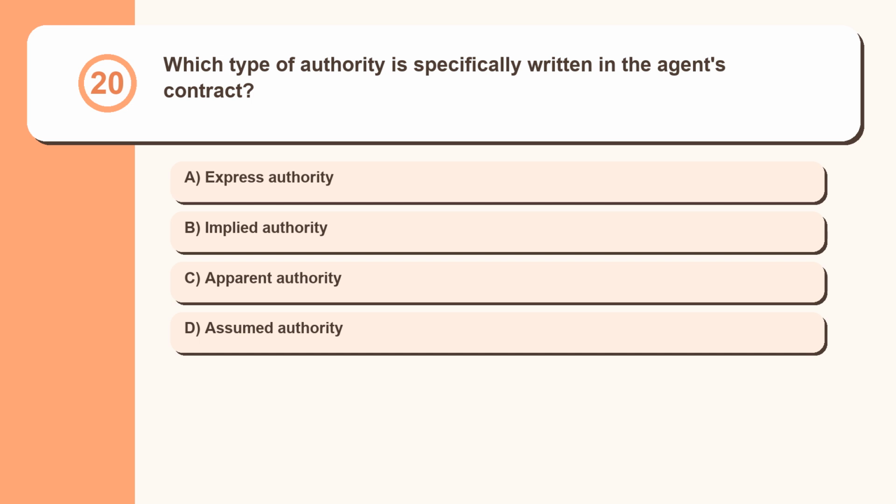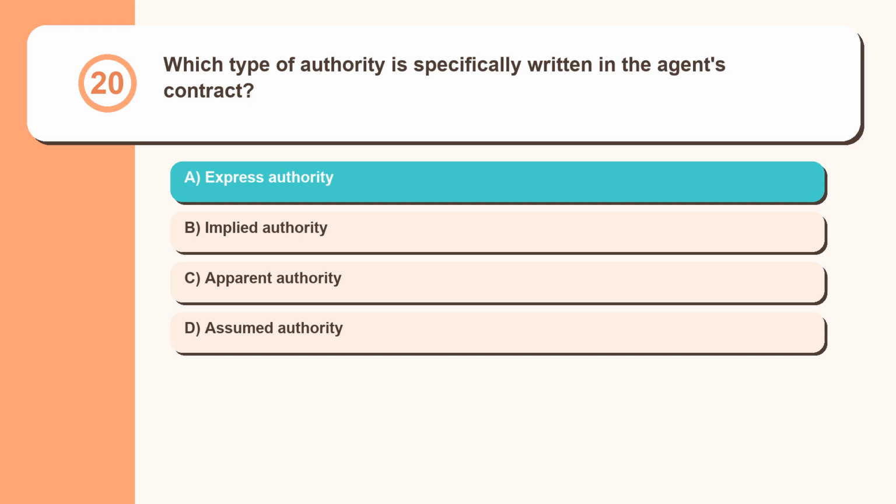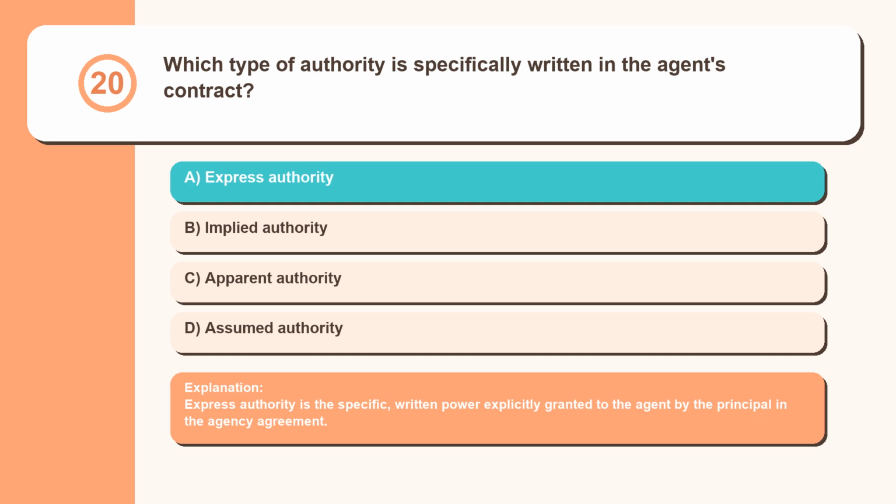Question 20. Which type of authority is specifically written in the agent's contract? Express authority, implied authority, apparent authority, assumed authority. Express authority is the specific, written power explicitly granted to the agent by the principal in the agency agreement.